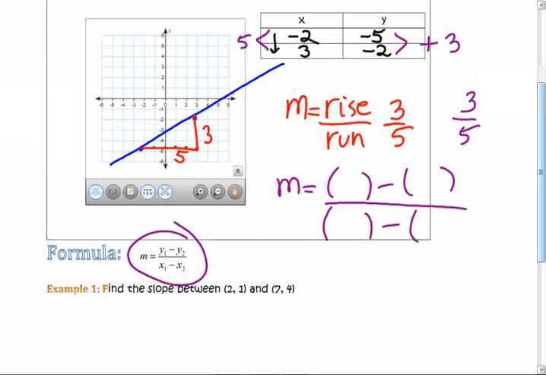Now, does it matter where I start? What do you think? Does it matter where I start? No. Michael? So now these are y's and x's. If you have problems getting them upside down, then put the y and x's in there. I don't have a trick for that one.